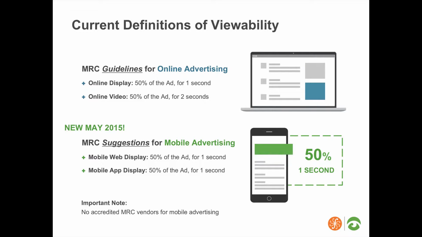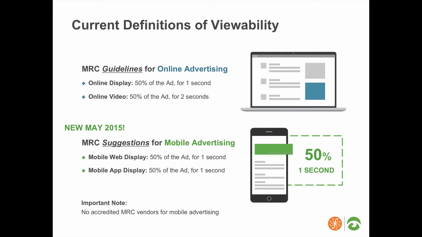So let's jump into the current definitions of viewability for both desktop and mobile, as defined by the MRC, or the Media Ratings Council. The MRC is a U.S. government agency whose mission is to provide audience measurement by setting industry standards and enforcing their compliance. To publishers and advertisers, the MRC serves as, for lack of a better term, the viewability police.